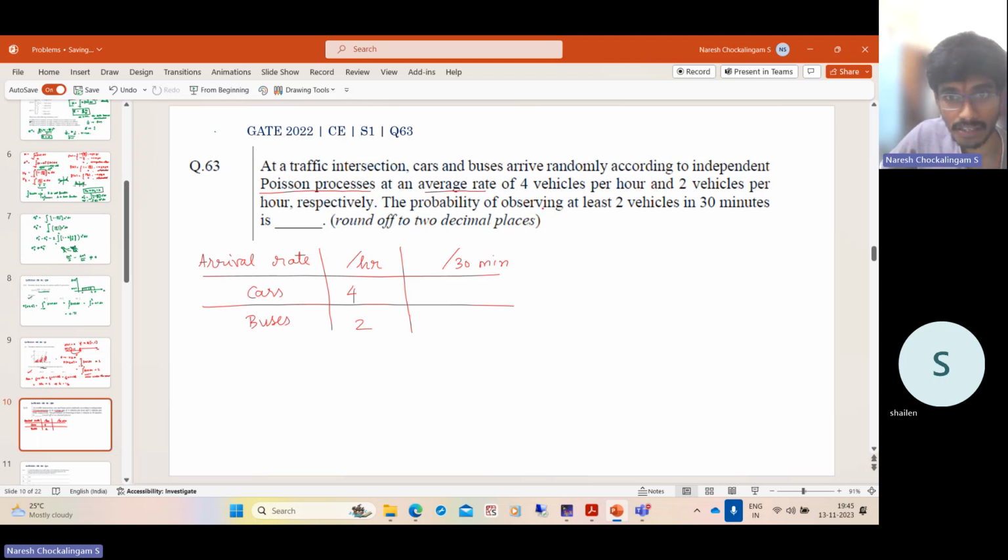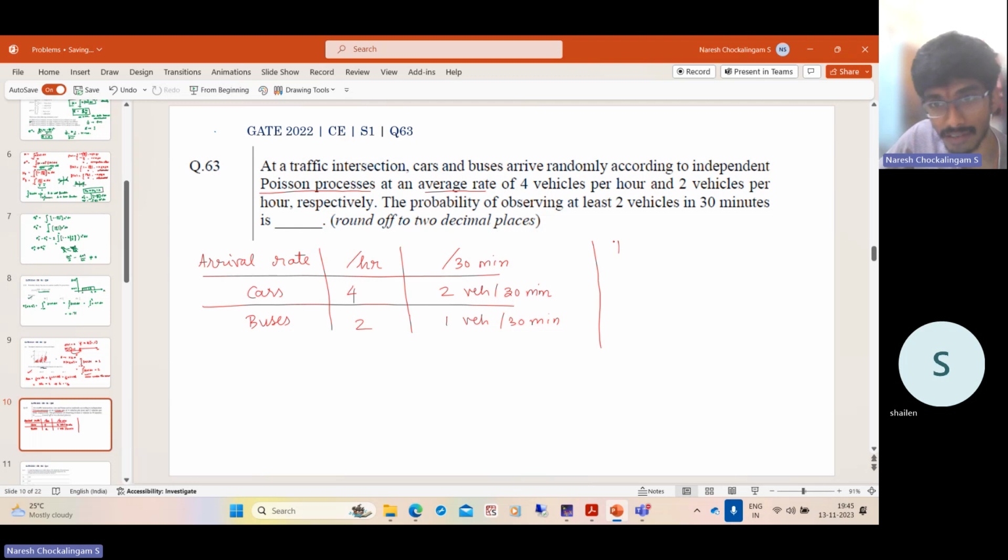But what we are asked to find out is the probability of observing 2 vehicles in 30 minutes. So in 1 hour, if 4 vehicles come on average, in 30 minutes, on average, 2 vehicles will come. So it is 2 vehicles per 30 minutes. And buses, 1 bus per 30 minutes. So this is one part of it. And it is given that they arrive randomly according to independent Poisson processes.